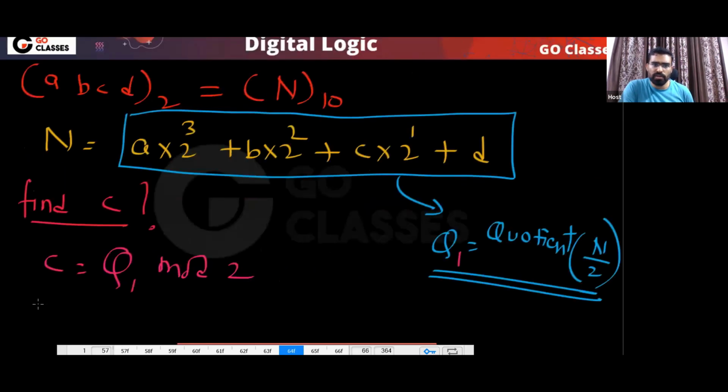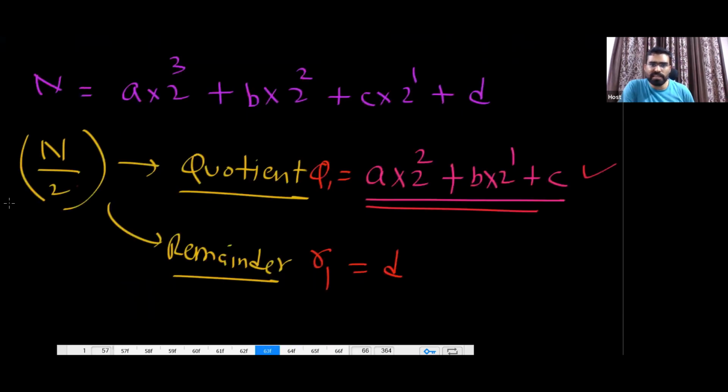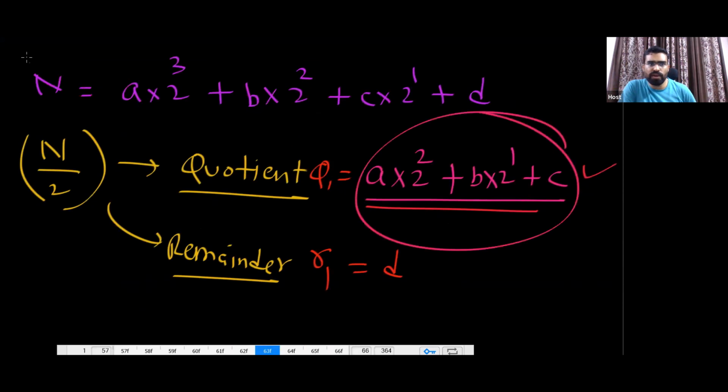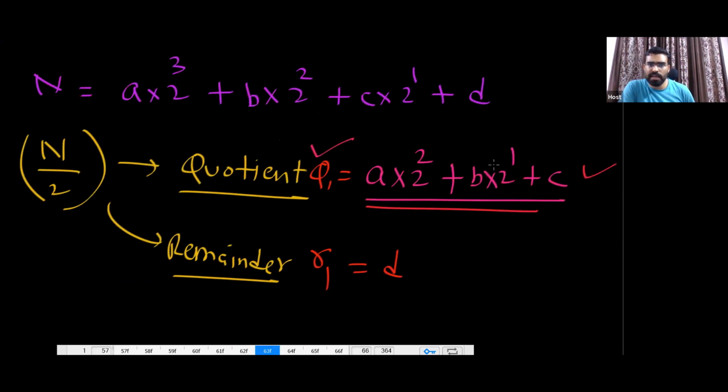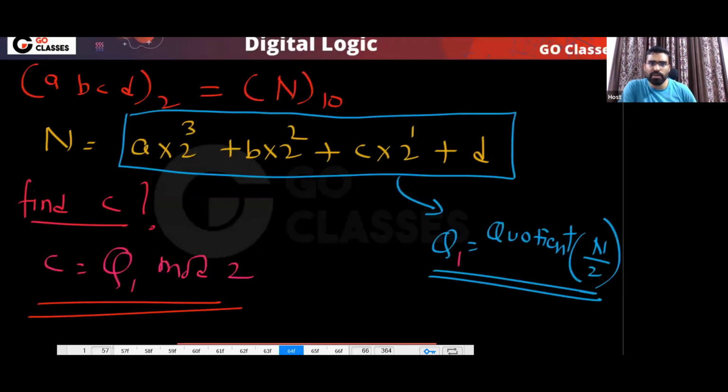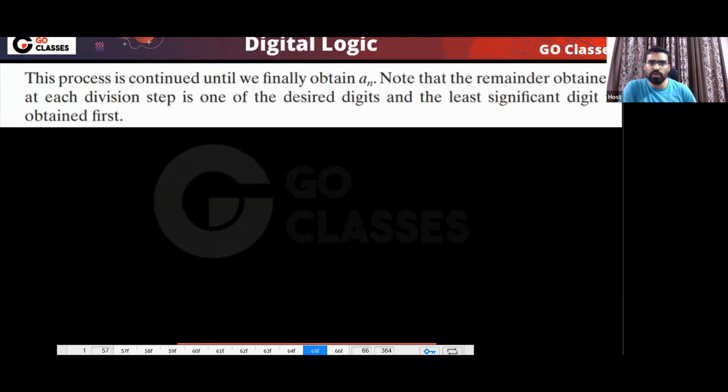So then what will you do? What will be c? Can anyone tell me how to find c from this quotient? That will be the remainder when you divide this by 2. So this c will be q1 mod 2, and so on. This is what is happening.